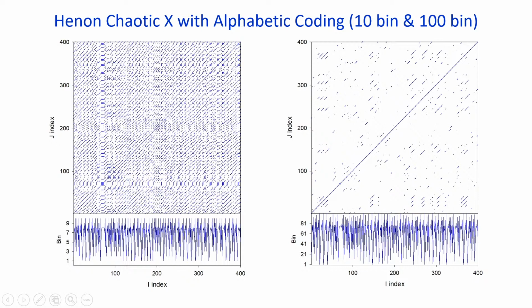What that means is subtle changes in the signal all fall in the same bin, right? If you have a 100-letter alphabet, now you have fine discrimination. So it's like fine tuning. And when you do that, now your recurrence plot gets less dense. But nonetheless, you have these streaks, these lines.